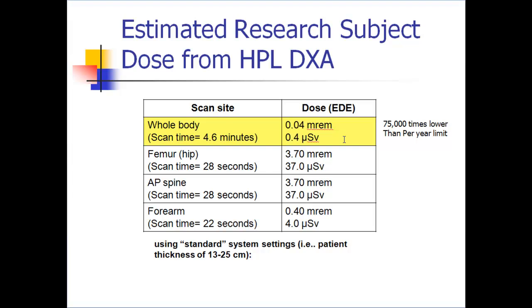So if you think about it in terms of the subject not doing any other research that involves radiation, we could actually scan them 75,000 times just to reach that dose limit. So that gives a pretty good cushion when you consider how much you're actually exposing the patient to. But we still want to follow the principle of ALARA and still limit as much as possible the amount of radiation anyone is exposed to.